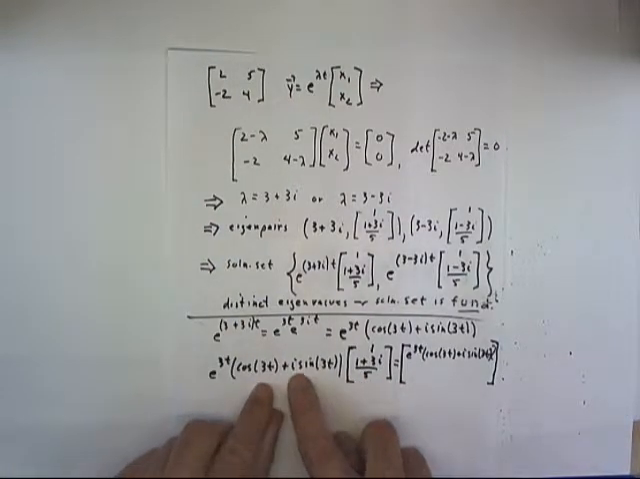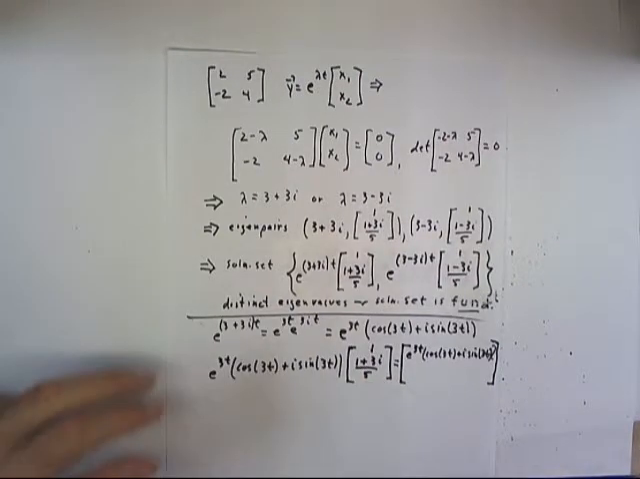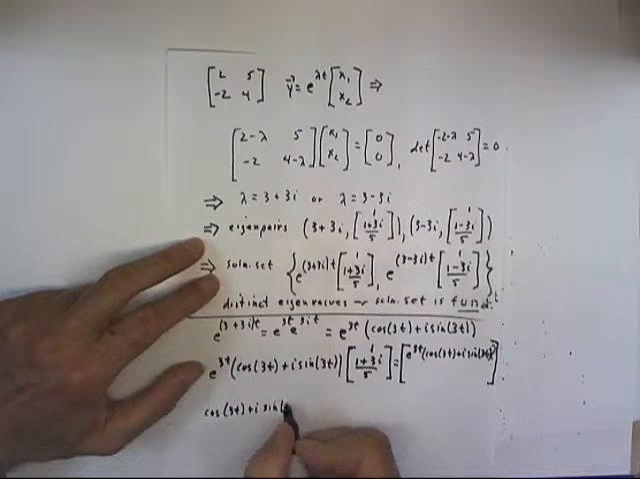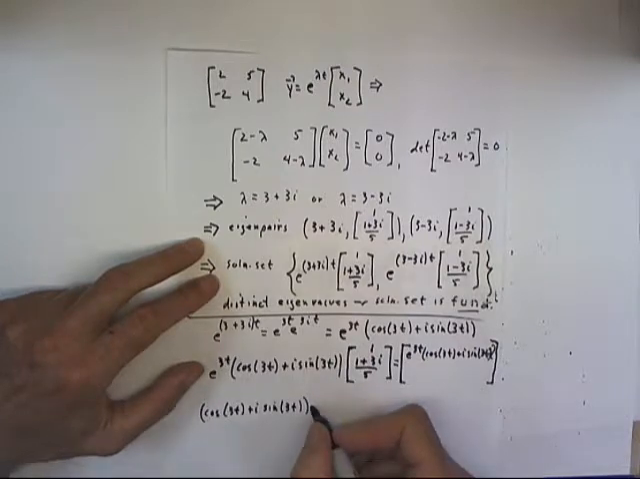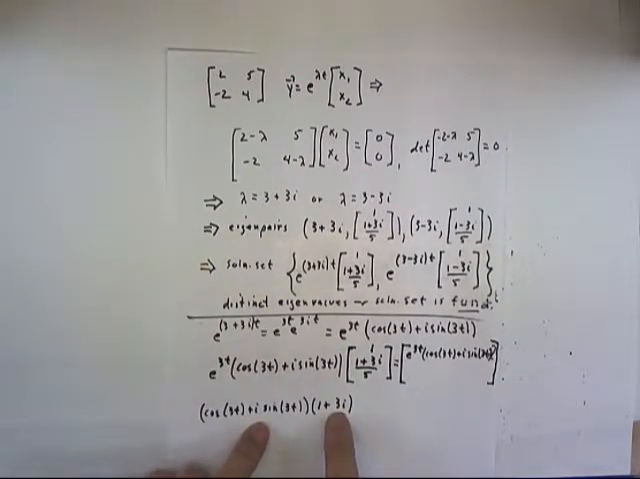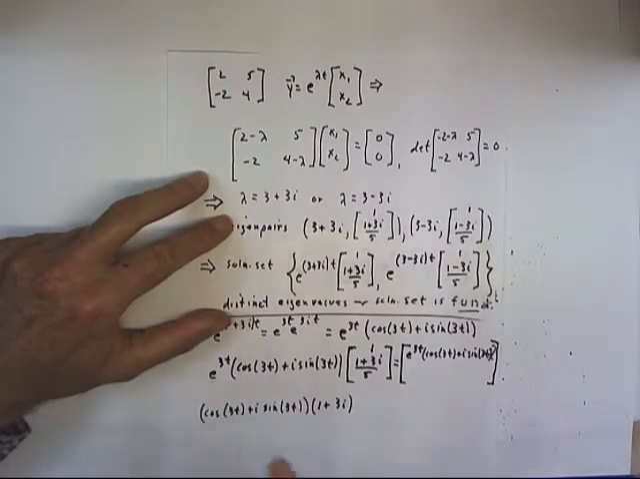So let's think about what we get if we multiply the cosine of 3t plus i sine of 3t by (1 plus 3i) over 5. Now I'm going to leave off the e to the 3t. I'm also going to leave off the division by 5 for right now and just look at the essential product of the complex numbers that are involved here, and then we can multiply the e to the 3t over 5 by the result.